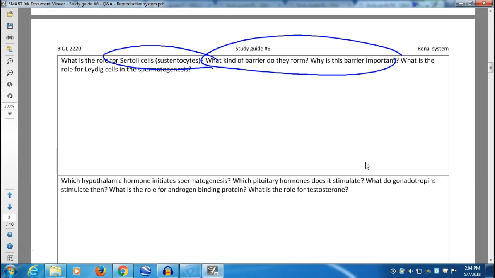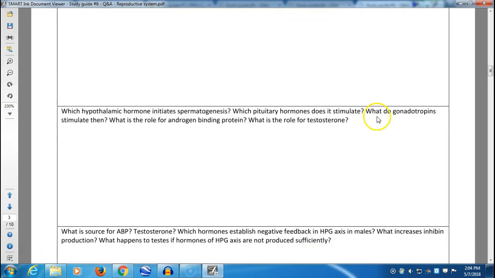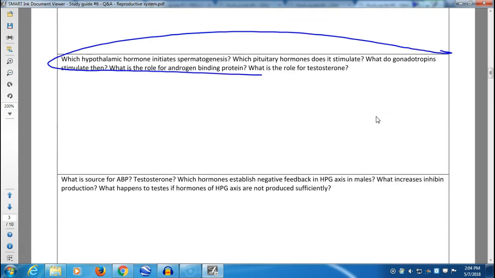Leydig cells produce testosterone, which is necessary for spermatogenesis. HPG axis. Just know them. Gonadotropin releasing hormone from the hypothalamus stimulates follicle stimulating and luteinizing hormone from the pituitary. FSH stimulates androgen binding protein in Sertoli cells. Luteinizing hormone stimulates testosterone from Leydig cells. Testosterone binds to androgen binding protein, and that leads to successful development of the sperm.